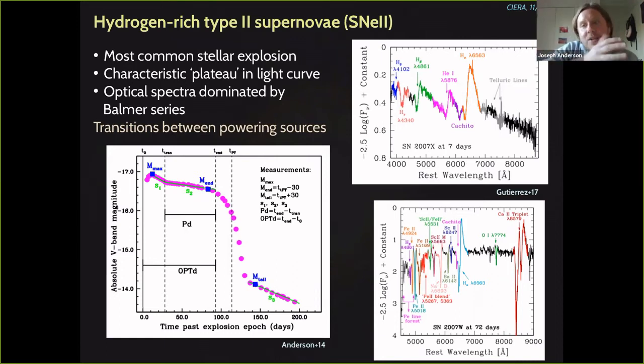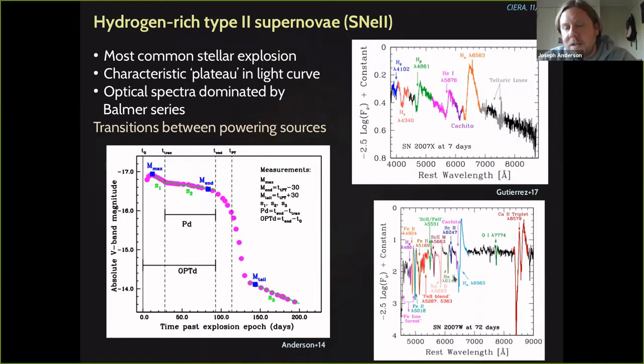And once that wave gets right through the hydrogen envelope, then you have this drop off of the light curve here, and you get onto this tail part of the light curve here, where we believe this tail is almost exclusively powered now by radioactive material that's produced in the explosion. So in the type 2s, you have these transitions between different powering sources.